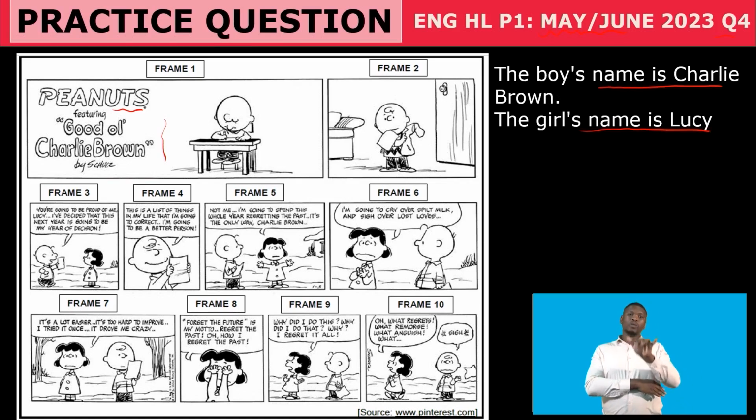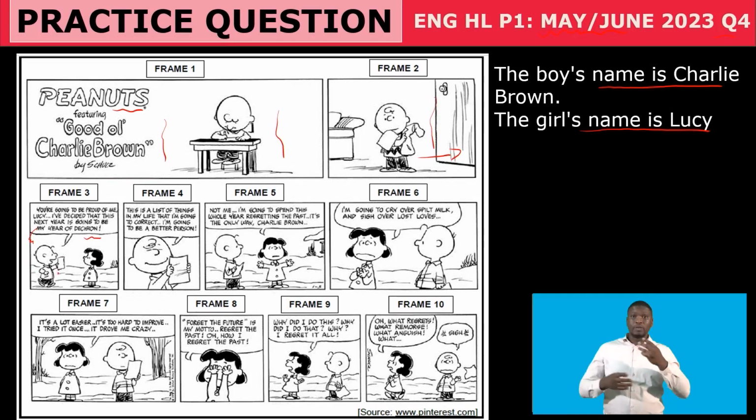In frame 1, we see Charlie Brown sitting at a desk writing something. In frame 2, you can see him putting on his jacket or his coat, about to go out of the door, and he has a piece of paper in his mouth. Then in frame 3, he sees Lucy, and he says to her, "You're going to be proud of me, Lucy. I've decided that this next year is going to be my year of decision."